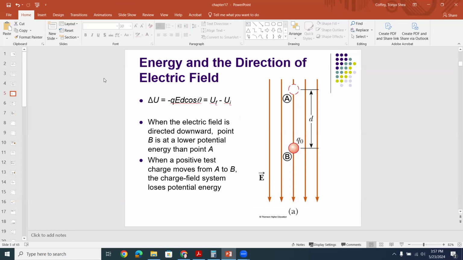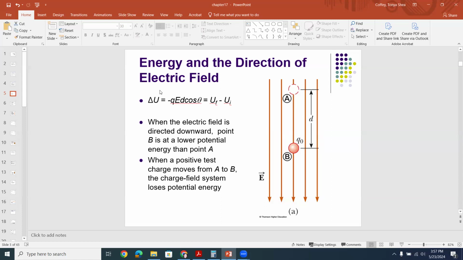Okay, so let's look at some scenarios here. Let's say that we have an electric field pointing down, indicated by those orange arrows. And then we have a particle Q naught, the test charge particle, moving in the field. It starts at position A and undergoes a displacement straight down from A to B along the field line, okay? And the displacement D is indicated here on the graphic.